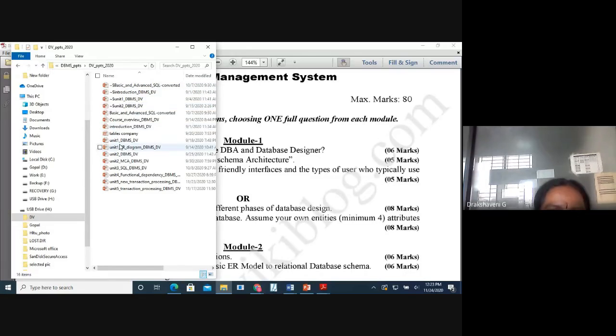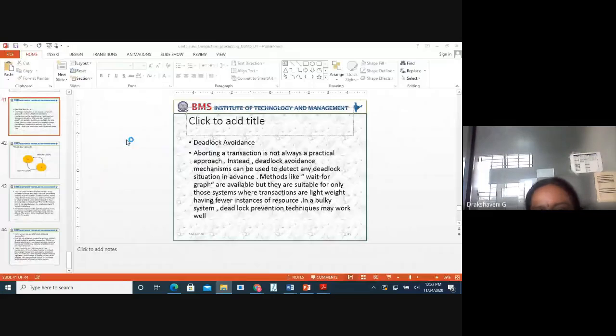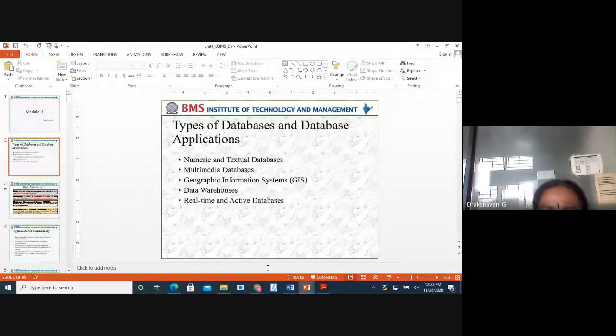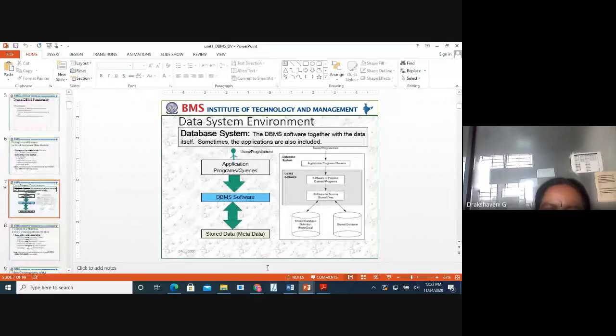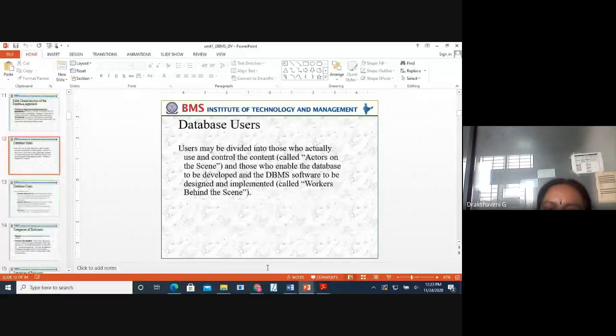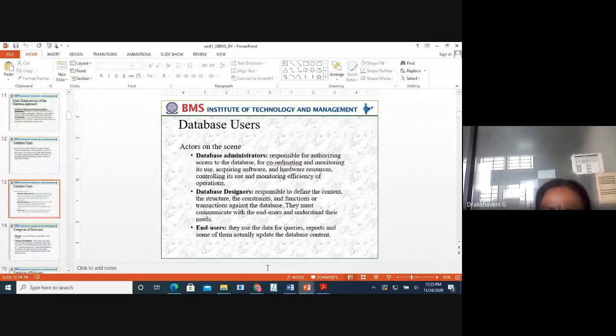So first module. This is what your typical three-level schema architecture is, which they have asked. You have to explain this. Then these are the data users. That is what the database administrator and the database user are doing. That's what they have asked. These things you have to explain.